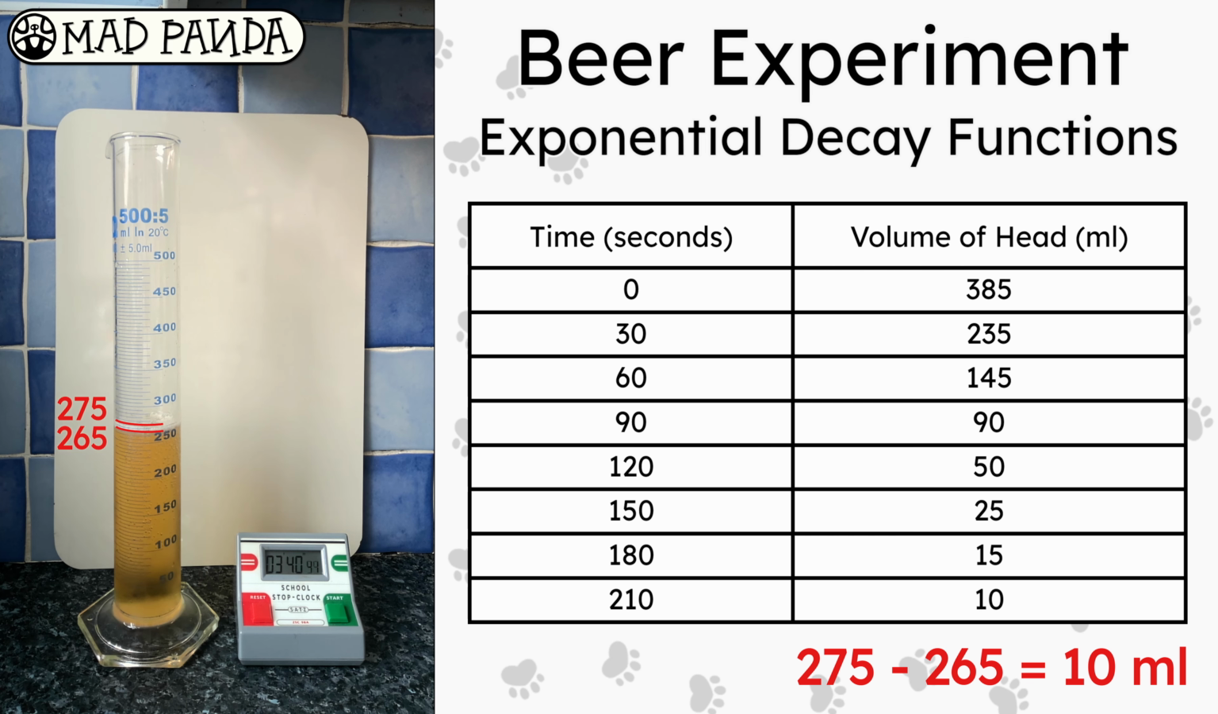Now we've completed our experiment and we've got our results, we're going to need to plot these results on graph paper. The convention is that the independent variable goes on the x-axis, which in this case would be the time, and then the dependent variable, which is the one we measure, would go on the y-axis, so that would be the volume of head.